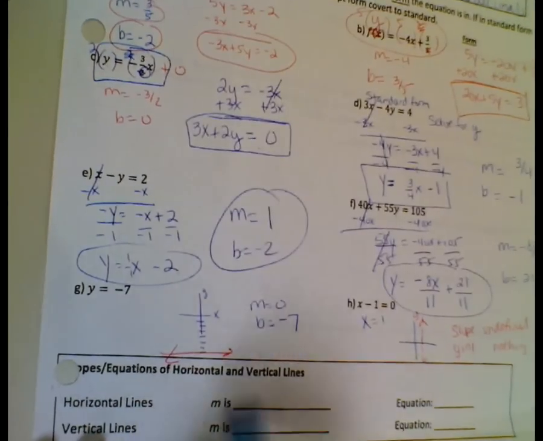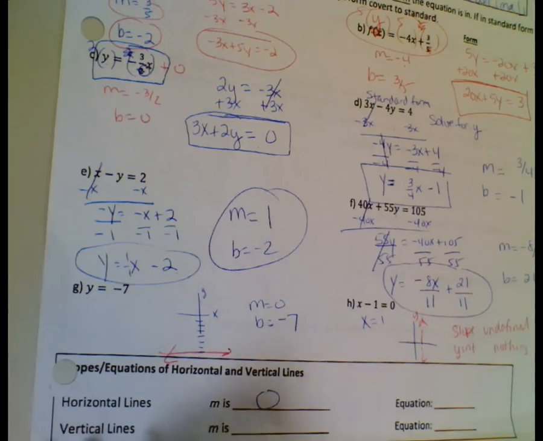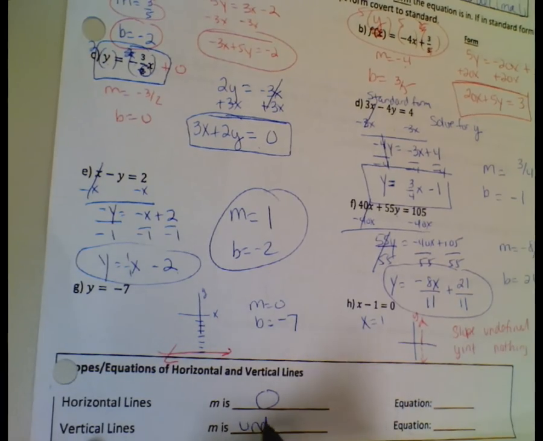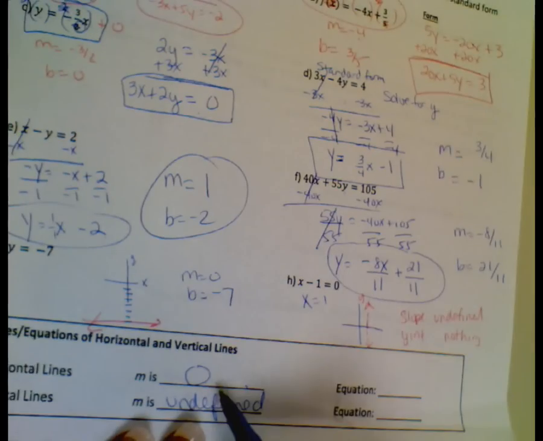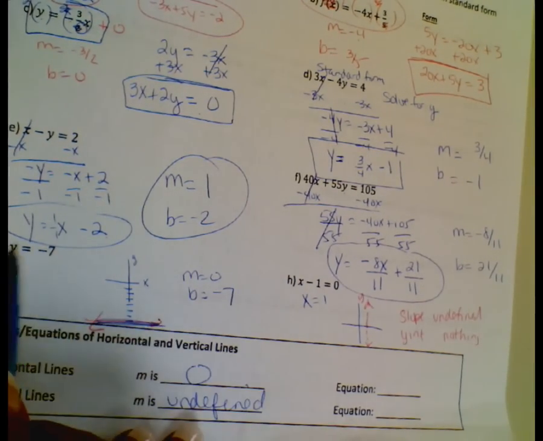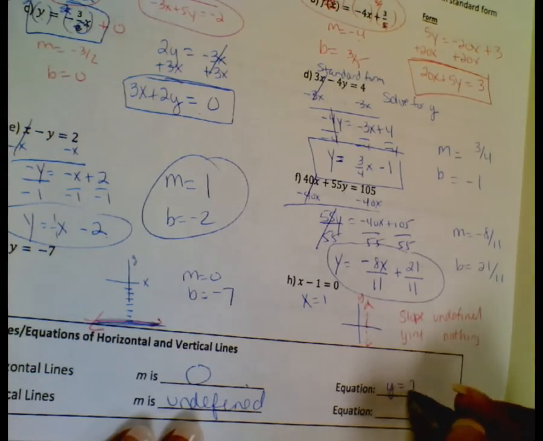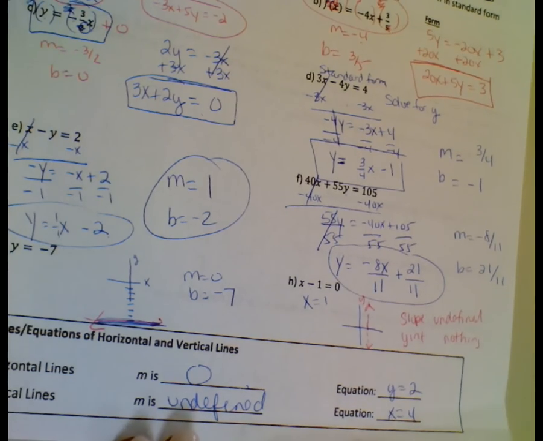So to summarize, horizontal lines have an m, which is the slope, of 0. Vertical lines, m is undefined. Give me an equation. If it has a horizontal line, it's always going to say y equals something, like y equals 2, or y equals 4, or y equals 6. If it's undefined, it's always going to be x equals, like x equals 4, or x equals 5, or x equals 6.